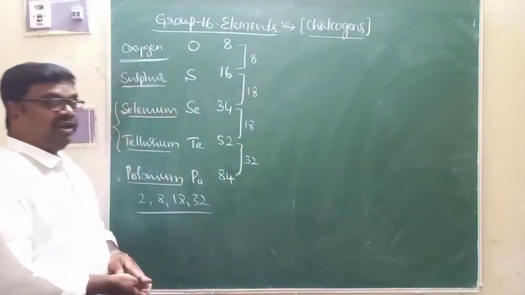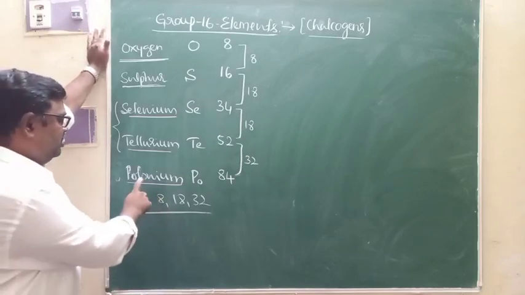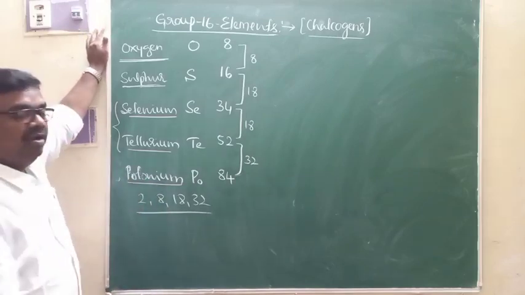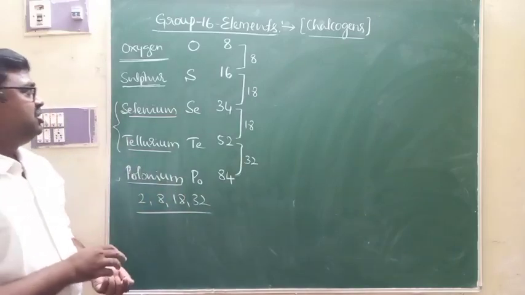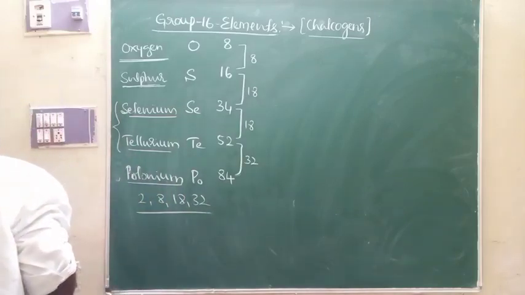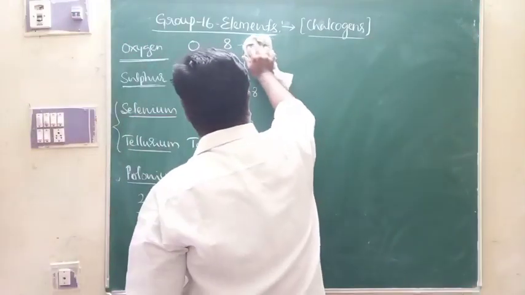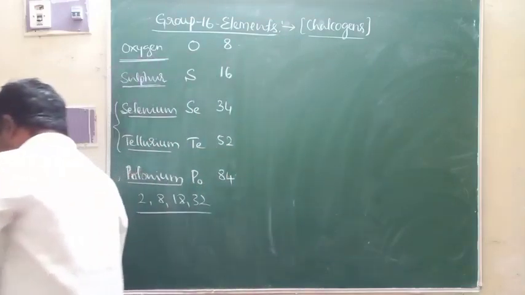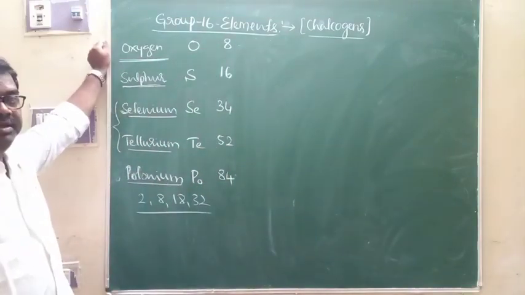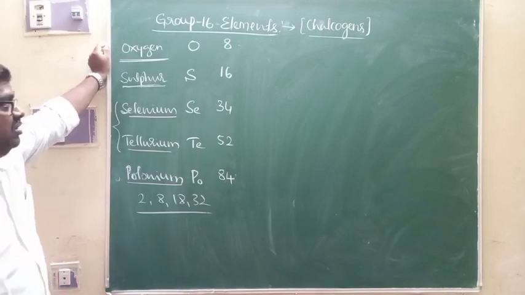When thorium and uranium undergo radioactive disintegration, you are going to get polonium, the radioactive element, right? And as usual, after this occurrence of group 16 elements, I am supposed to study what we call the electronic configuration of group 16 elements.